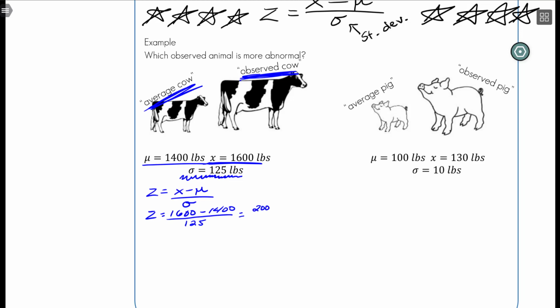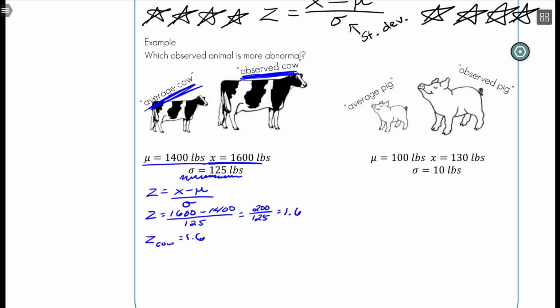We get 200 over 125, and you usually want to put the z-score, actually you always want to put the z-score in terms of a decimal, and that's going to be 1.6. That's the z-score for the cow. So the z-score for the cow is 1.6. What does that mean?